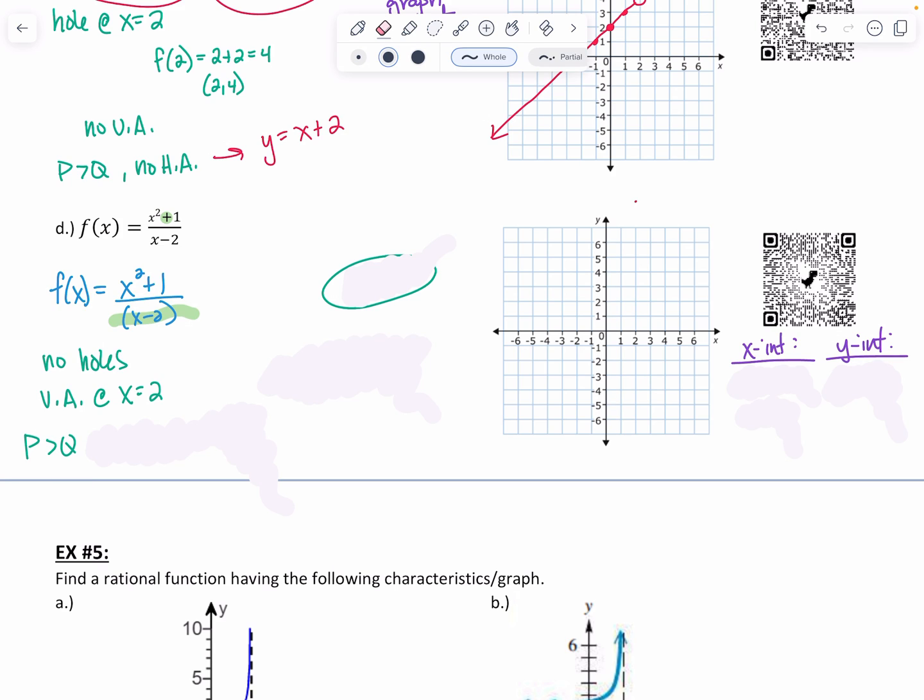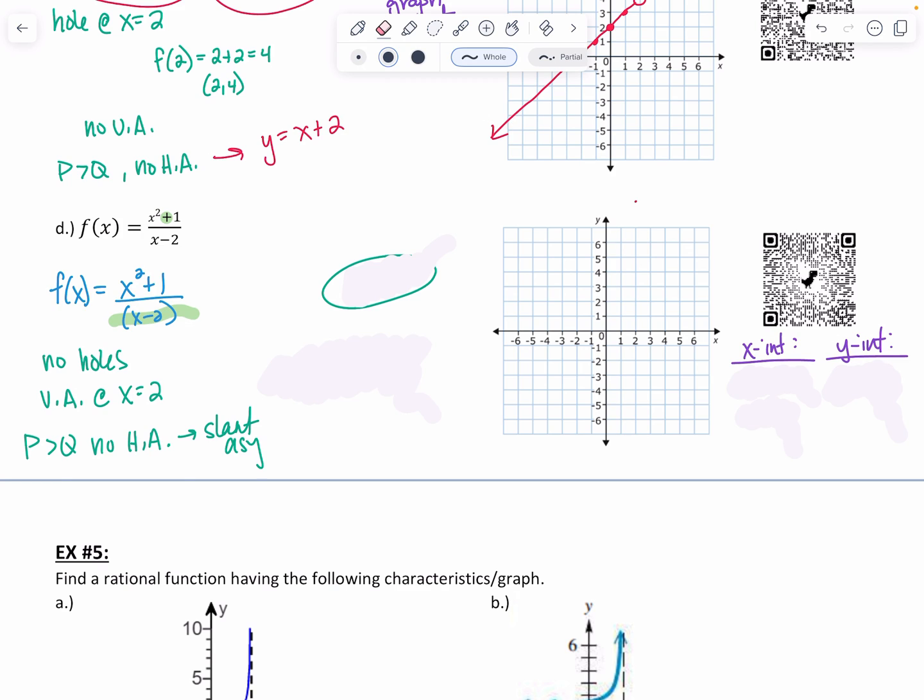If P is greater than Q, then there is no horizontal asymptote, or there happens to be a slant asymptote. As x approaches negative infinity, my graph's not going to get stuck. It's going to either keep going down or keep going up. Same idea as x approaches positive infinity: my graph's not going to get stuck at a horizontal asymptote. It's going to keep going up or keep going down, depending on your graph and your values. So let's actually find that slant asymptote.